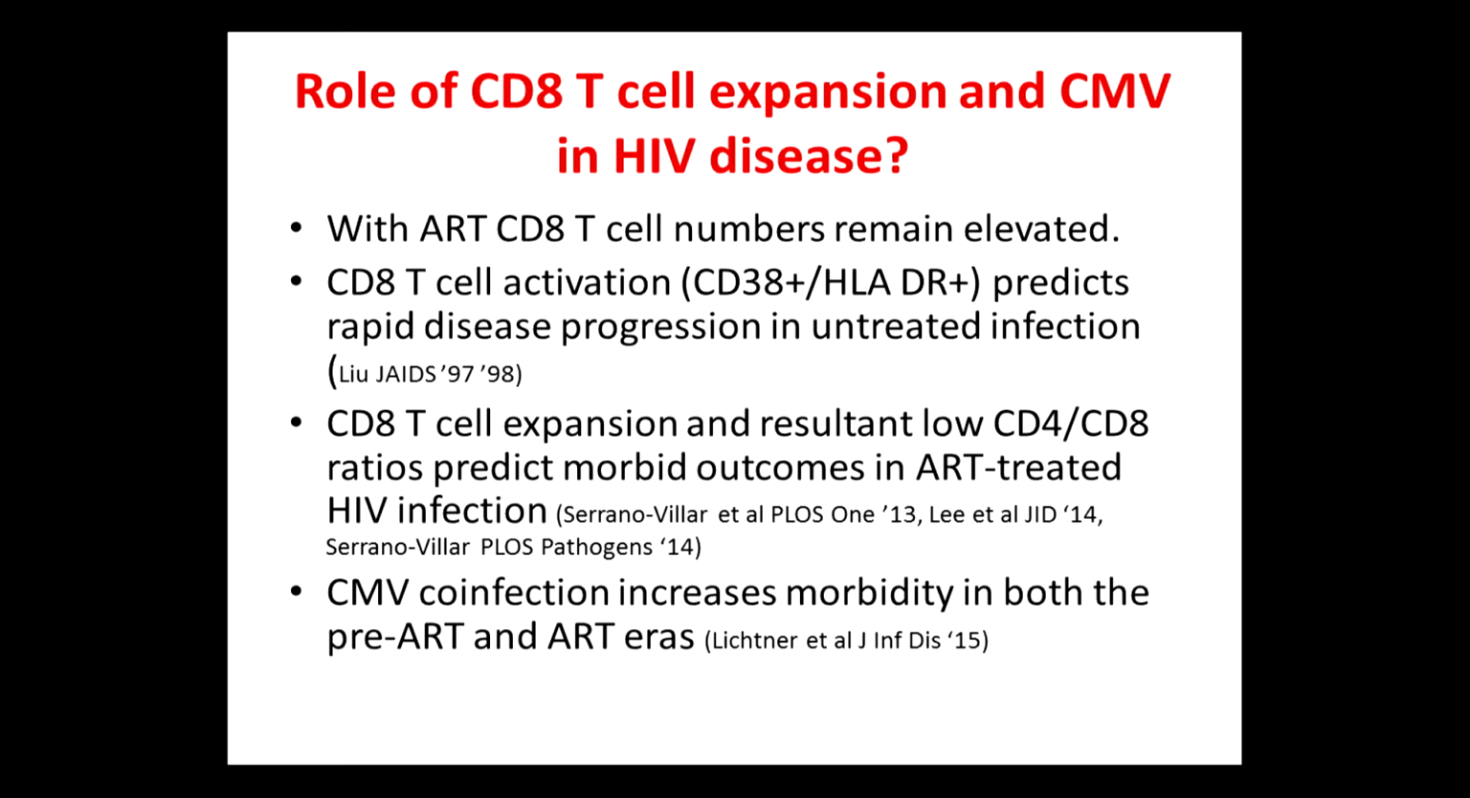So what's the background? The background, as I mentioned earlier, I'm going to remind you again, is that CD8 T cells expand in untreated HIV infection, and with antiviral therapy, that CD8 T cell expansion persists. Activation of these cells predicts disease outcome in untreated infection, but in treated infection with antiviral therapy, this expansion and a low CD4-CD8 ratio predict morbid outcomes in a number of studies. And in both the pre-ART era and in the current ART era, the presence of cytomegalovirus co-infection in the setting of HIV disease increases the risk of morbidity. Now, are these two things linked? Absolutely, and I'll tell you how.